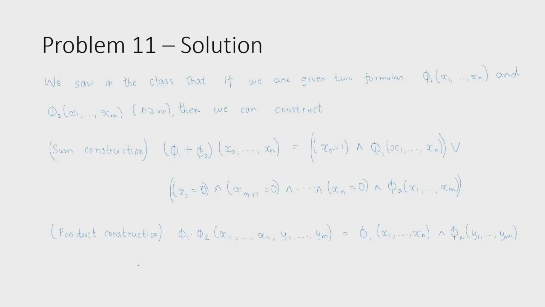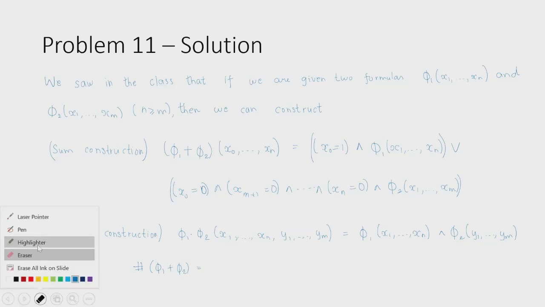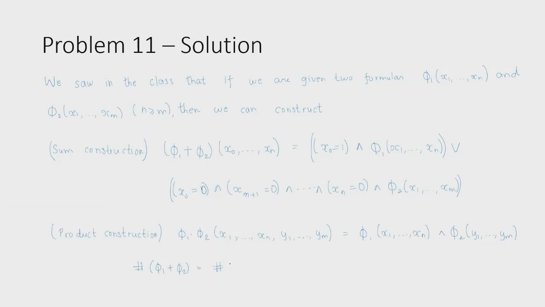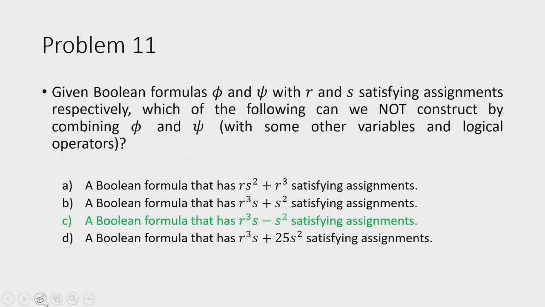And what we saw was this. The number of satisfying assignments of phi 1 plus phi 2 is equal to the number of satisfying assignments of phi 1 plus the number of satisfying assignments of phi 2, and the number of satisfying assignments of phi 1 times phi 2 is equal to the number of satisfying assignments of phi 1 times the number of satisfying assignments of phi 2. So this is what we saw in the class. Now let's look at the options.